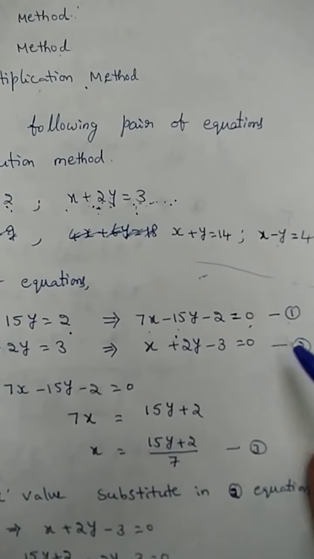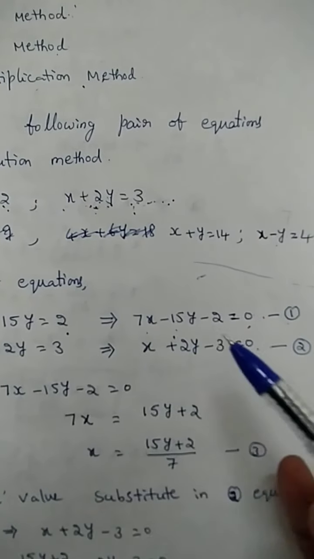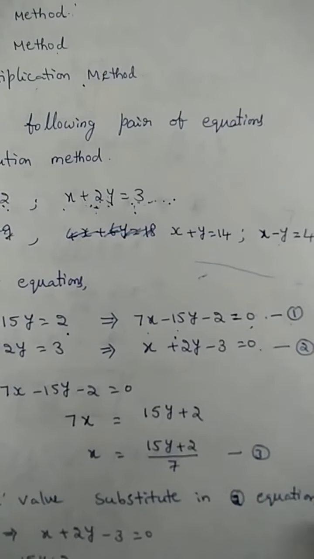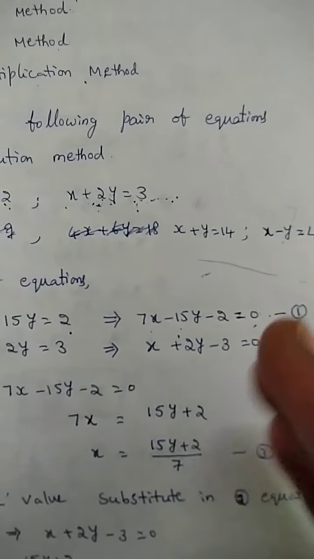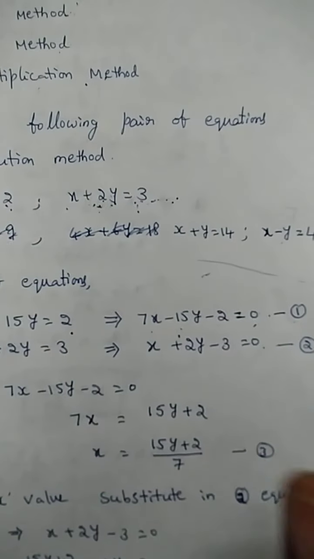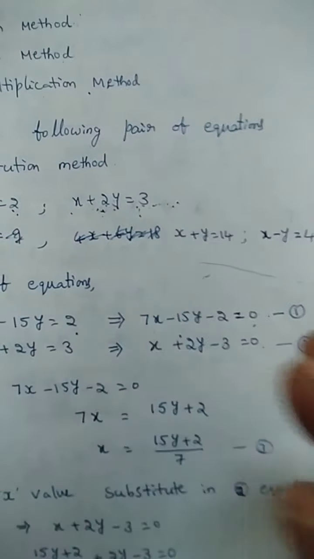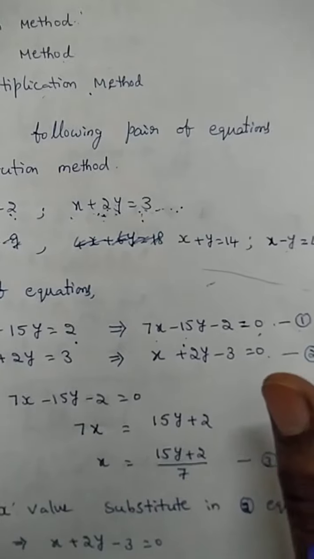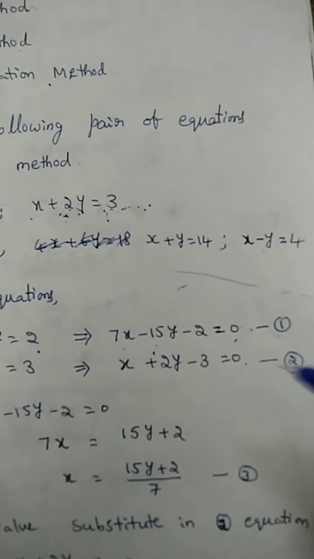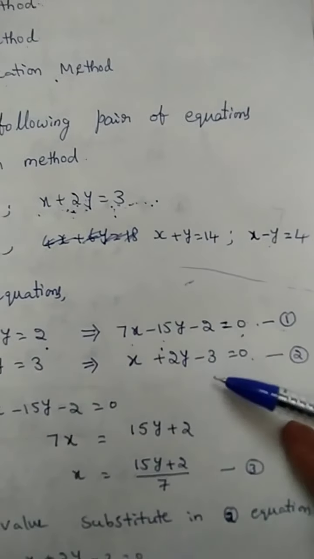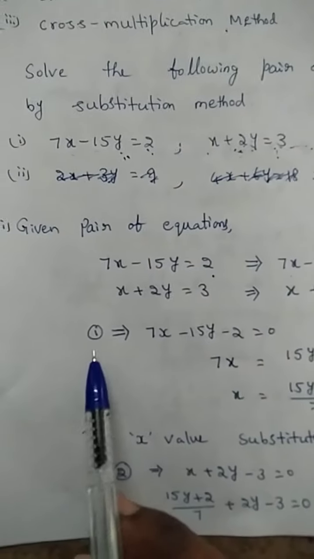One of the two equations is to be changed as x is equal to, or y is equal to. Either x is equal to or y is equal to: except the x value, all the values are to be transposed to that side. Otherwise, except the y value, all the values are to be changed to that side. Okay, clear? So which equation can we take first? Whatever it is, either first or second. In this example, I just took the first equation first.